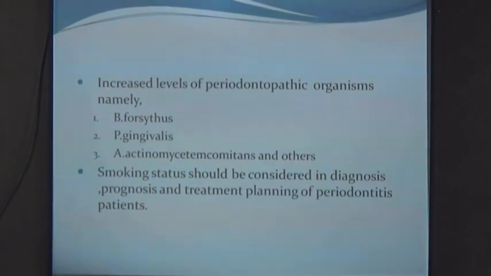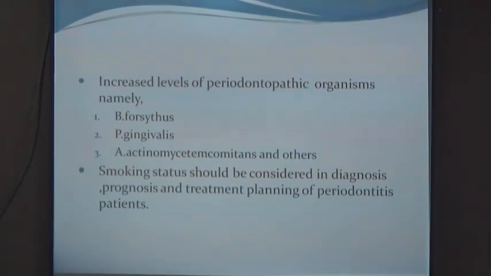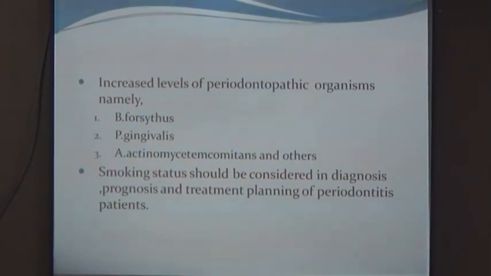My main organism will be bacteria, Forsythus, P. gingivalis, AA. So for any periodontitis you will remember P. gingivalis and AA. When it comes to smoking, you please remember bacteria, Forsythus. I told you this before, isn't it? Same thing.